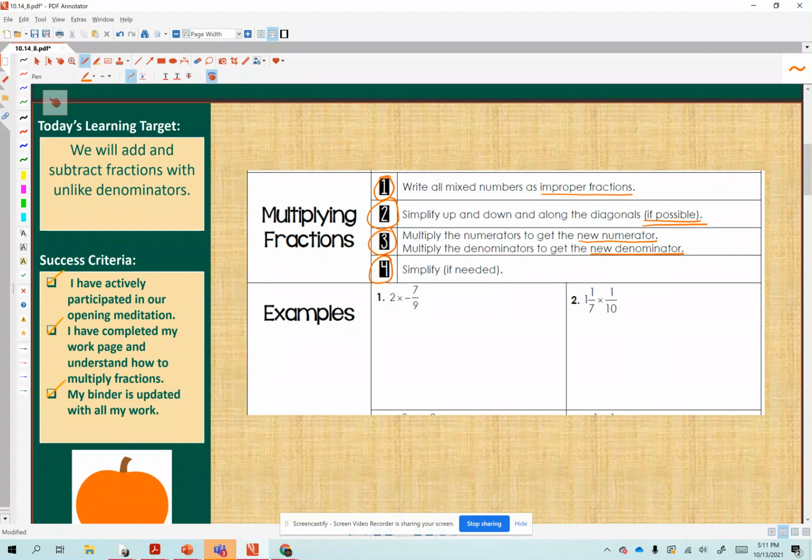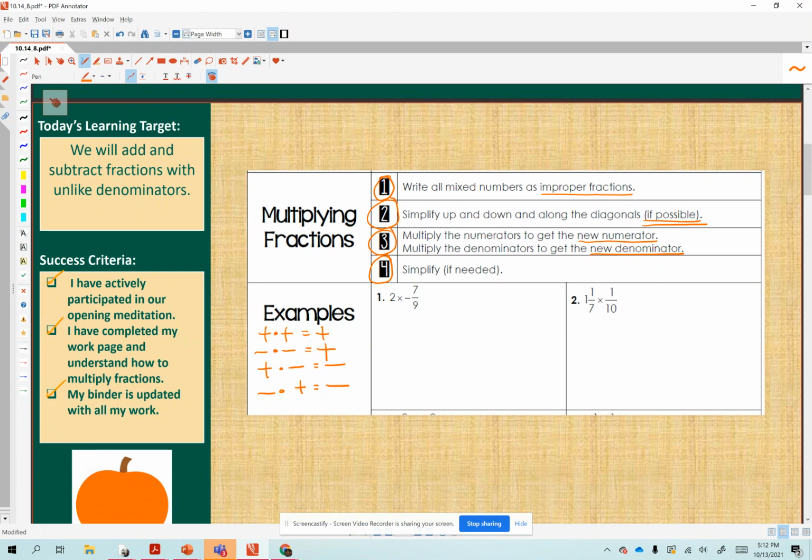When we look at number one, we have 2 times negative 7/9. Let's review those integer rules. A positive times a positive will always be positive. A negative times a negative will always be positive. A positive times a negative will always be negative. And a negative times a positive will always be negative. I almost made a mistake because I'm trying to do two things at once here. So let's focus.